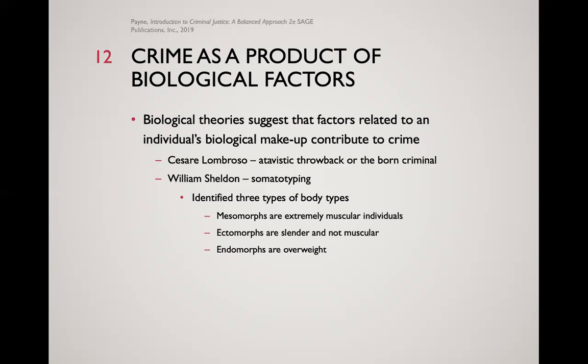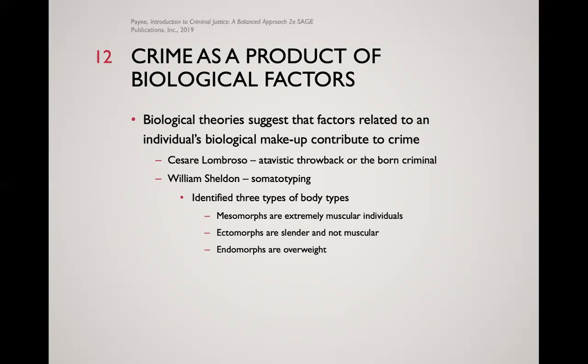So if you have a mom and a dad that are both criminal, then their offspring are going to be criminal, essentially is what that is saying. William Sheldon did somatotyping, identifying three different body types: mesomorphs, endomorphs, and ectomorphs. Mesomorphs are extremely muscular individuals, the big brawny guy that can put on muscle no matter what, big burly individuals. Ectomorphs are slender and not muscular, the toothpicks, the string beans, the 6'6" friend that can't weigh over 100 pounds.